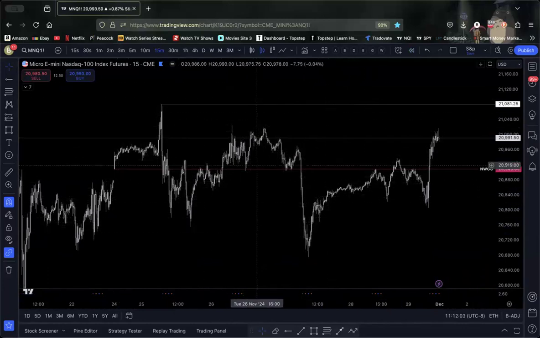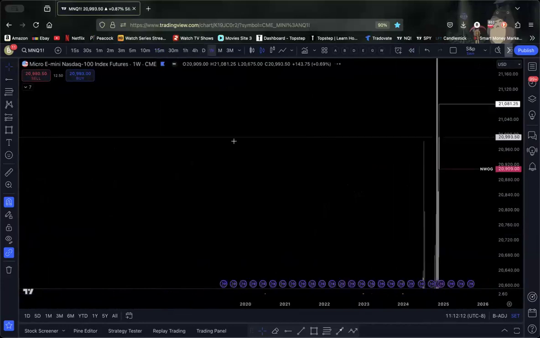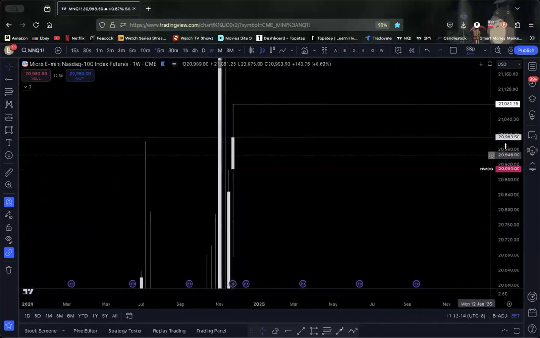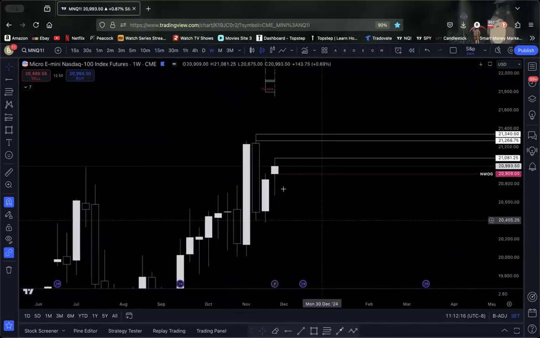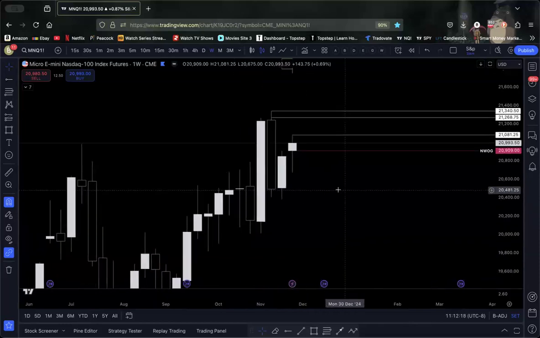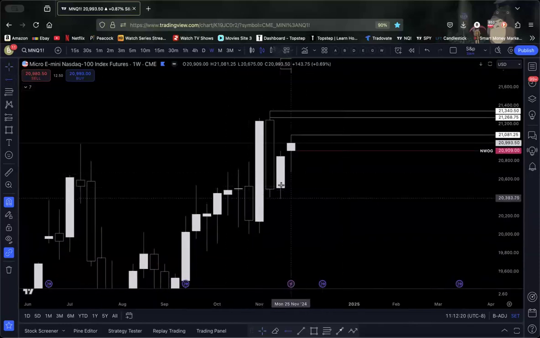Right here was a ranging week, so it was a little bit of a tricky week, but you can see how at the end we pushed up. So at the end of the week we closed right here. We had a green week. So I go to the weekly candle. Look at this. It's a green week. You see that? So it acts as a really good area right here.